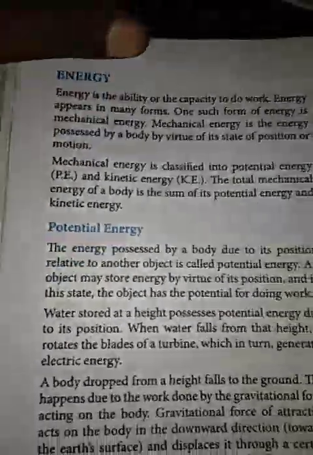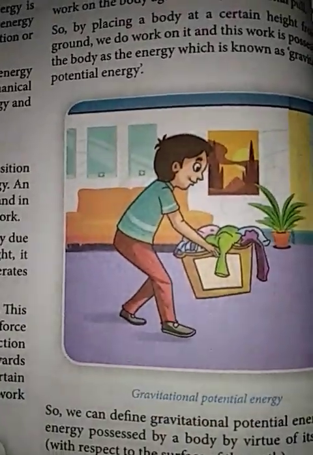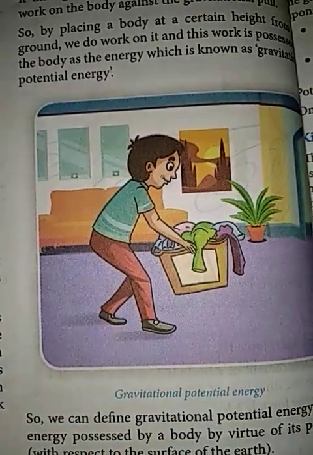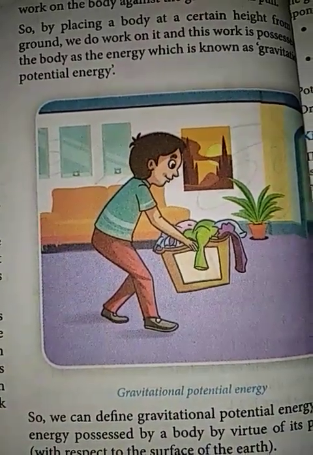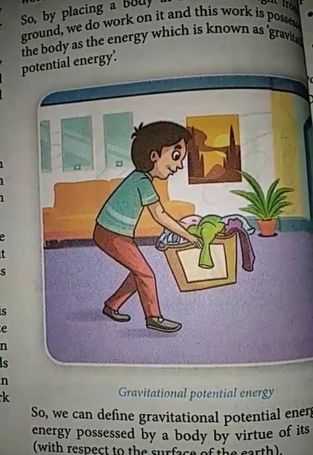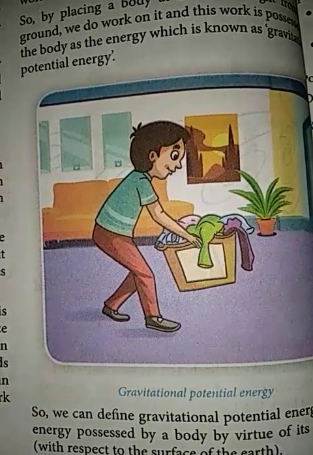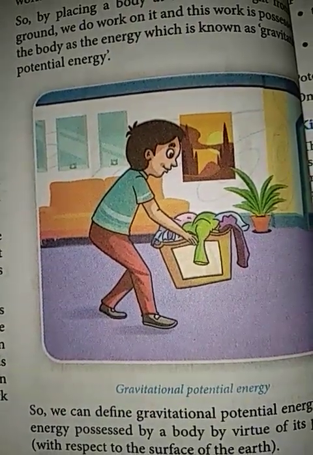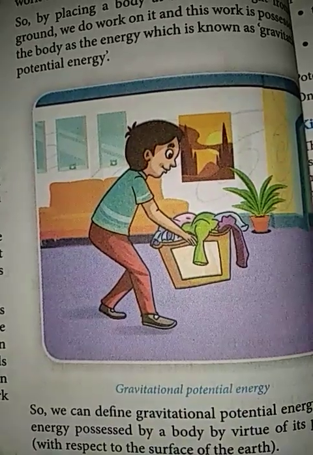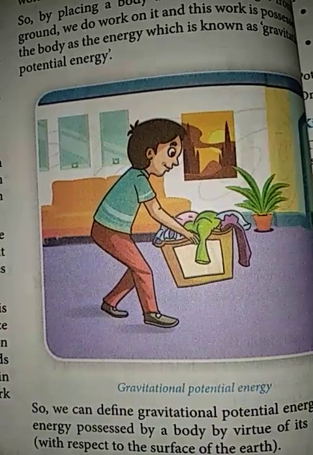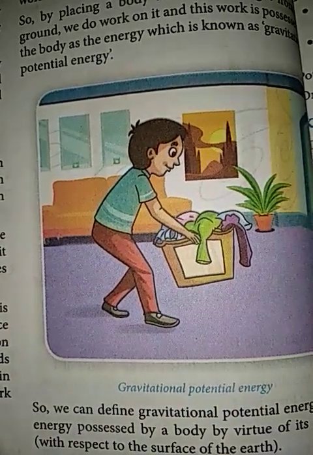Now I am going to discuss about energy. Energy, the ability of doing work, is called energy, or the capacity of doing work is also known as energy. Energy appears in many forms. It means that energy exists in different forms in nature, and one form of the energy is mechanical energy. Mechanical energy is the energy possessed by a body by virtue of its state of position or motion.